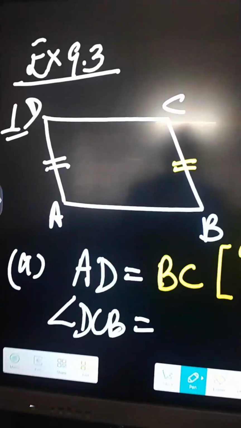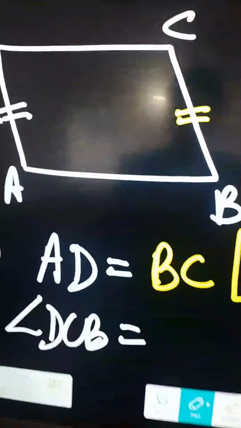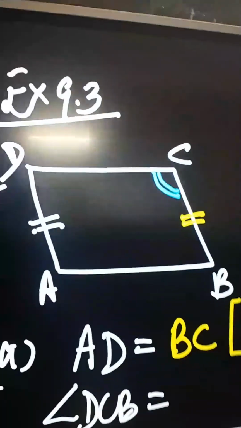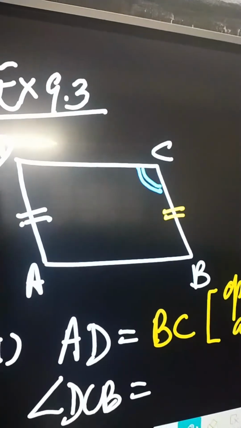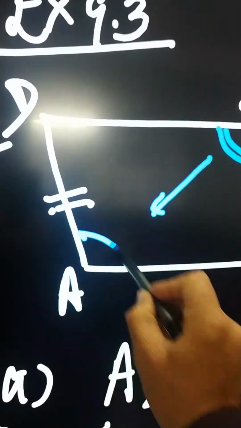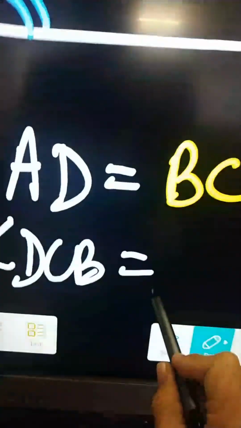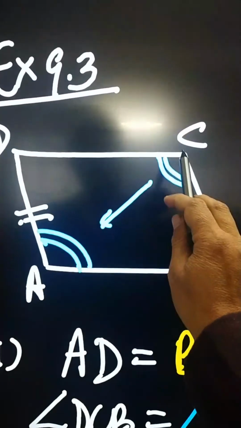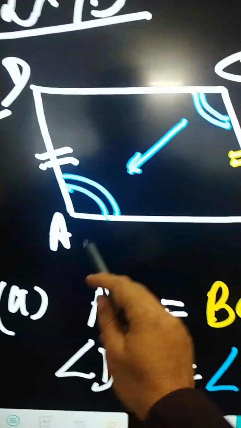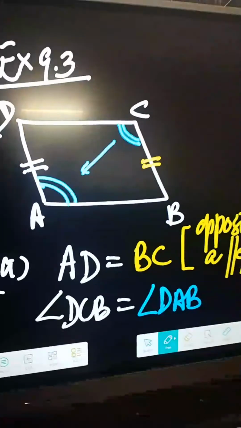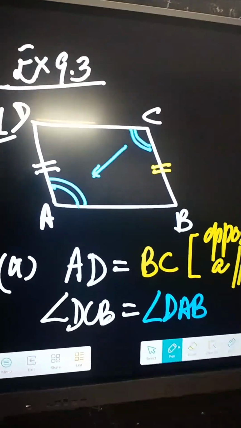Then angle DCB. Let's see this angle. Angle DCB is equal to which angle? Opposite. It means this angle. So angle DCB is equal to angle DAB.